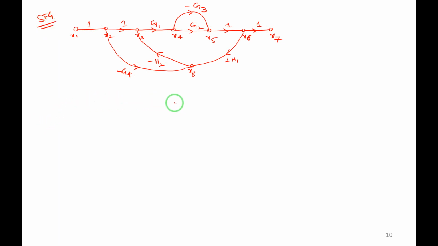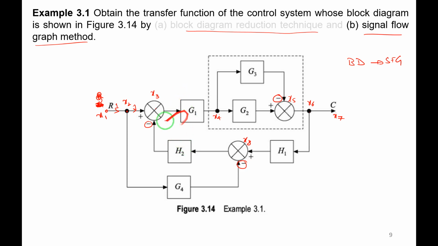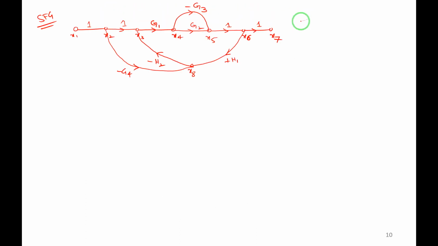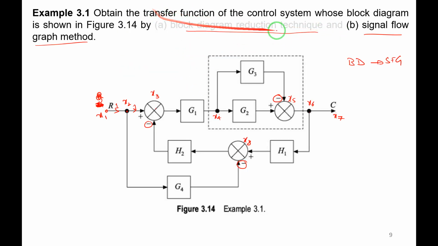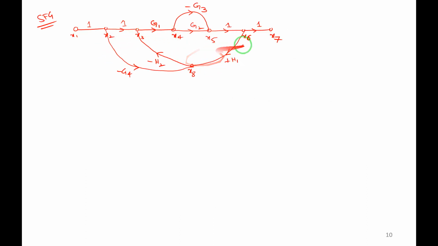If any doubts how to convert block diagram to signal flow graph, you can ask, so that I can tell you once again immediately, or else I'll continue with the problem. In this problem, they want to obtain the transfer function of the control system. Now we have represented this block diagram in the form of signal flow graph, and we want to obtain the transfer function by using which method? Not the block diagram reduction technique, already we have done. Next, using the signal flow graph method. Yes, we will see the signal flow graph method and we will continue. Is it fine? Okay.